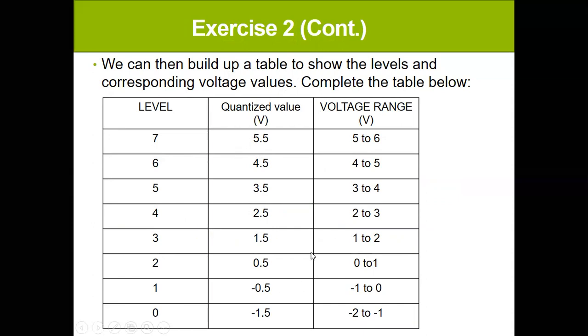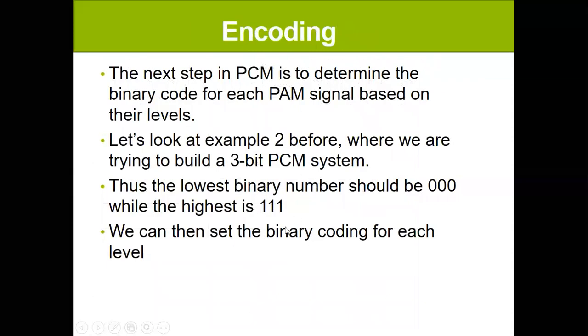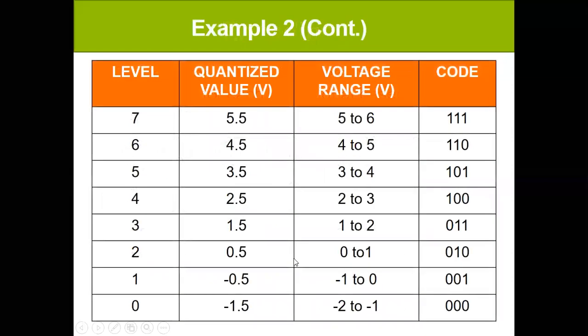So how can we rewrite this table? Let's extend this one. We can then set the binary coding for each level. This is the binary. This is the previous table. Now for 0 it is 0, 0, 0, for 1 it is 0, 0, 1, and gradually for 7 it is 1, 1, 1. This is our complete table for conversion into pulse code modulation, or in terms of binary bits, encoding.